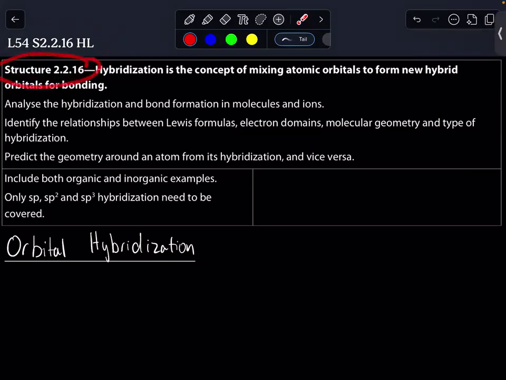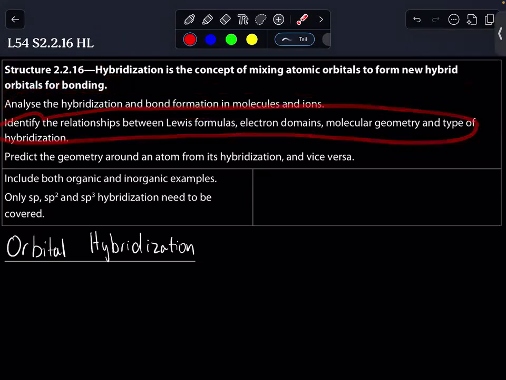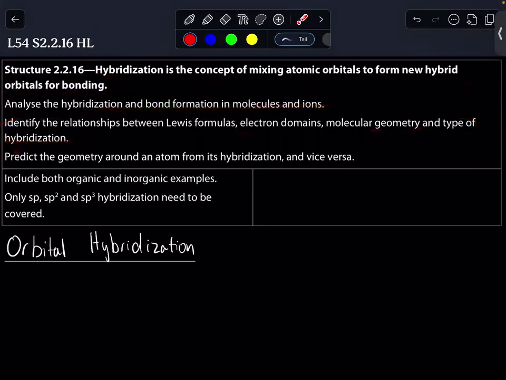We're going over structure 2.2.16, which is hybridization as the concept of mixing atomic orbitals to form new hybrid orbitals for bonding. So we'll analyze hybridization and bond formation in molecules and ions. We'll identify the relationship between Lewis formulas, electron domain, molecular geometry, and hybridization. And then we'll predict geometry around an atom for its hybridization and vice versa. We'll include both organic and inorganic examples, and we're only covering sp, sp2, and sp3 type hybridization.